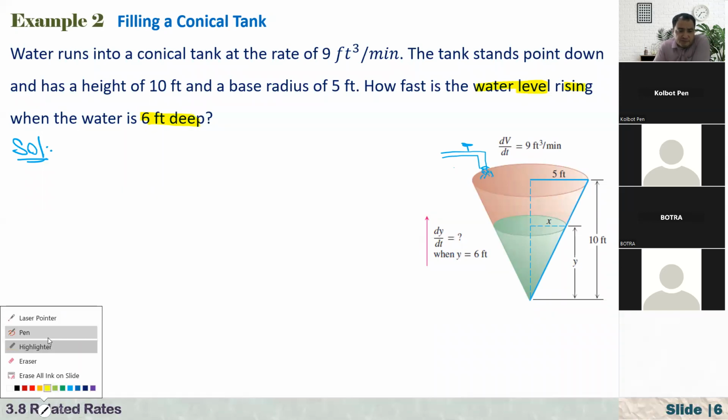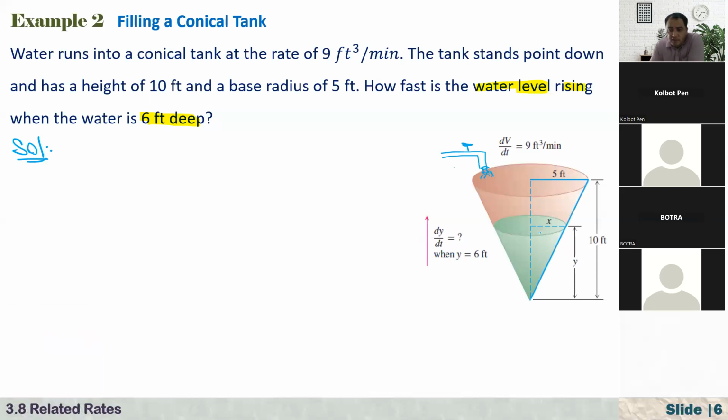So now, again, label the height of the water by y, right? We have to find the water level, how fast it is changing with respect to time when its depth y is equal to 6. We have to find this, right?